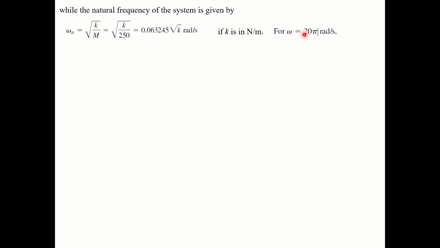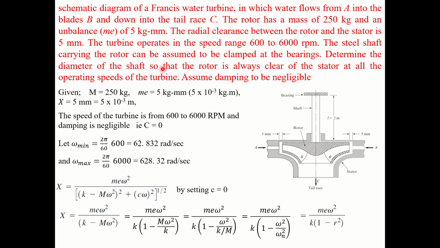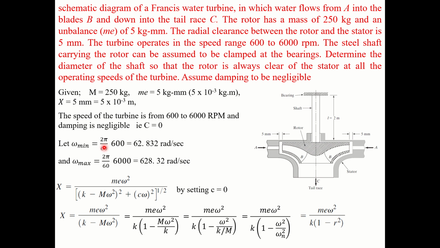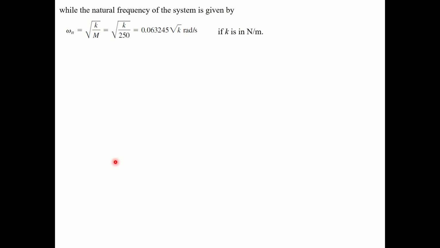For omega equal to 2 pi rad, where we find out this is 2 pi rad. 20 pi, that is how it is, 2 pi times 60 by 60, 10. So you'll get 2 pi, and this will be 200 pi. Next, for 2 pi rad, how much k are we going to get?